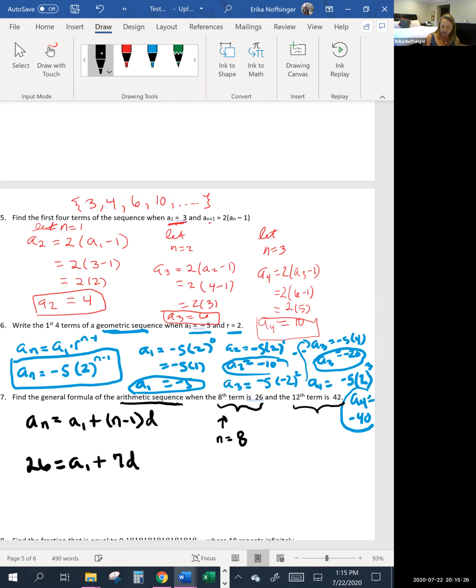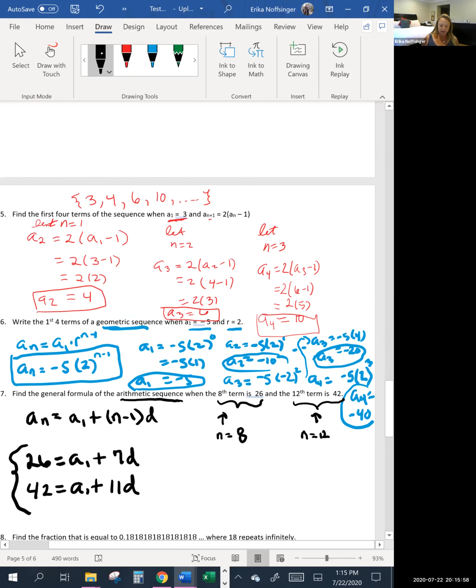We have a second equation that we can get for the 12th term, and this would be when n is 12. We know the 12th term is 42, so we have 42 is equal to the first term, which we don't know yet, plus n minus 1. Well, n is 12 here, so 12 minus 1, we would have 11d. So we have a system of equations, two equations, two unknowns. Let's use the addition method or elimination method. Let's do row 2 minus row 1.